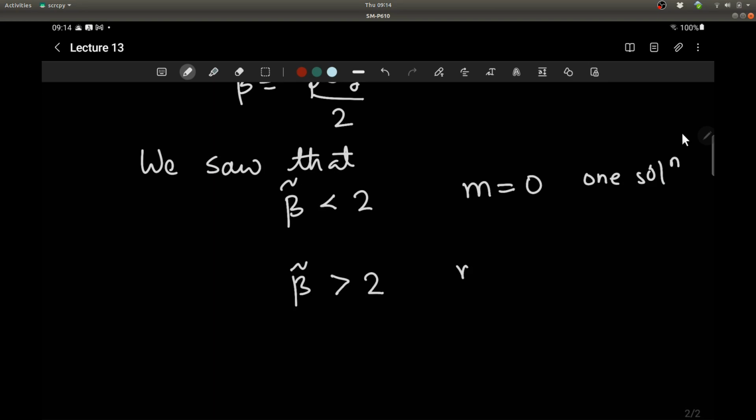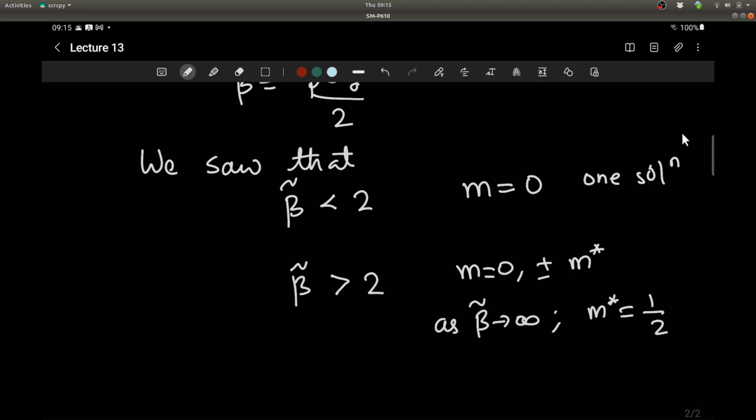There were 3 solutions. We just called them 0, plus or minus m star, and as beta tilde tends to infinity, m star, what is the value of m star? Plus or minus half. M star is half. Okay. Are there any questions? That there are 3 solutions. We can see this very nicely graphically.